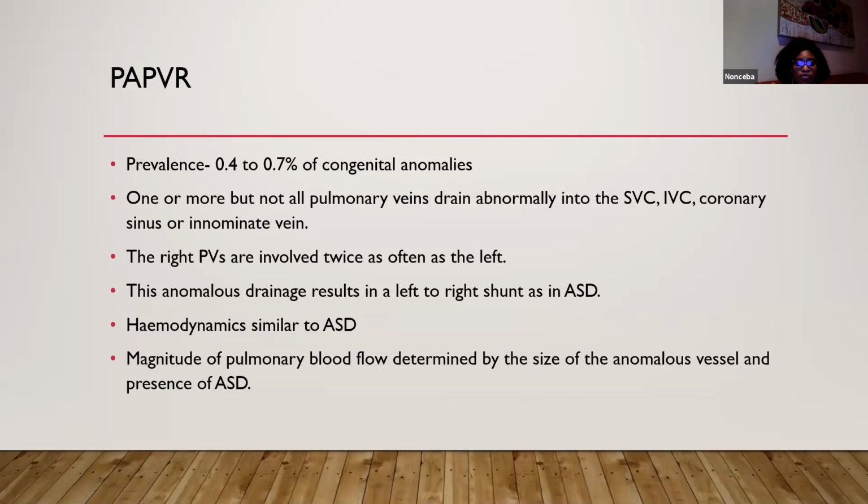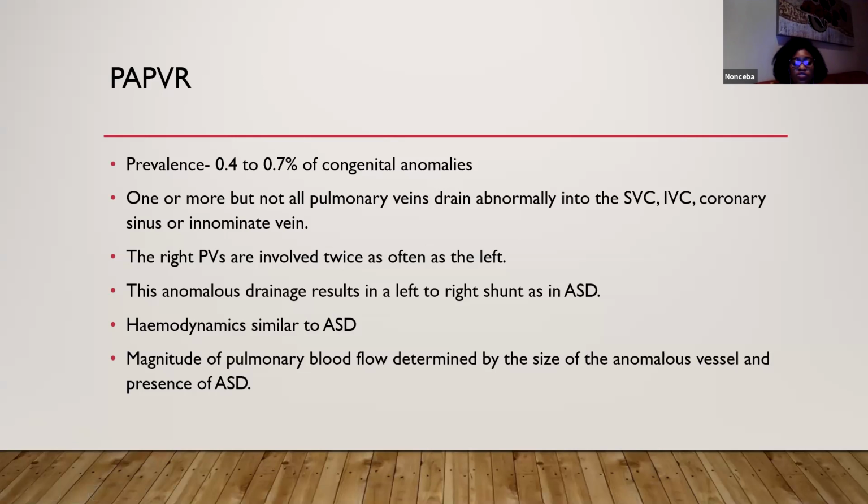So now, partial anomalous pulmonary venous return is about 0.4 to 0.7% of congenital abnormalities, where you have one or more, but not all of the veins draining into the SVC, IVC, coronary sinus, or innominate vein. So the right side apparently is more involved than the left.